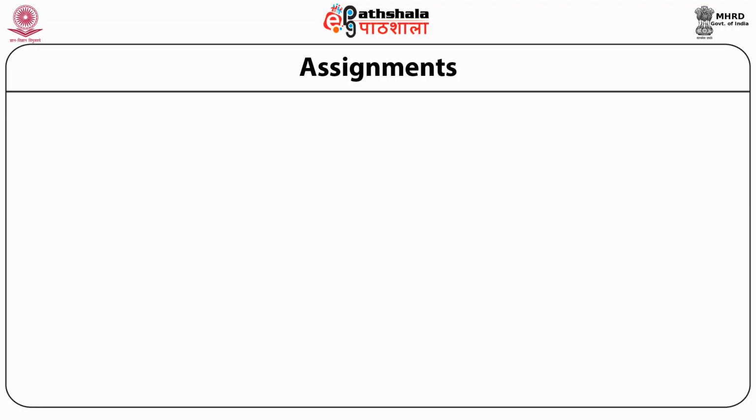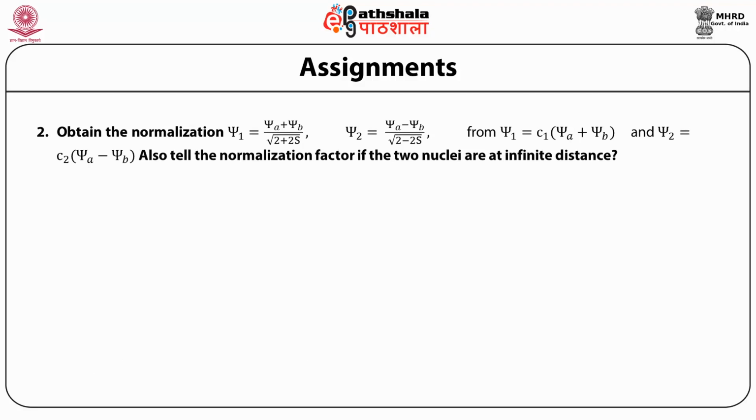Now, in the next assignment, obtain the normalization: psi 1 is equal to psi a plus psi b upon root of 2 plus 2s, and psi 2 is equal to psi a minus psi b upon root of 2 minus 2s, from psi 1 is equal to C1 into psi a plus psi b and psi 2 is equal to C2 into psi a minus psi b, and also tell the normalization factor if the two nuclei are at infinite distance.